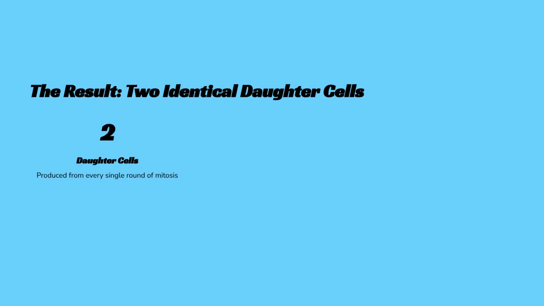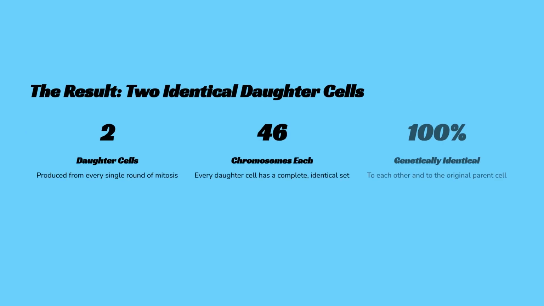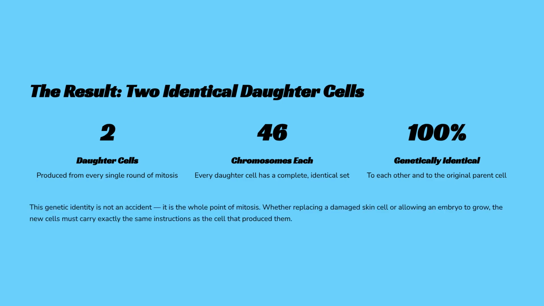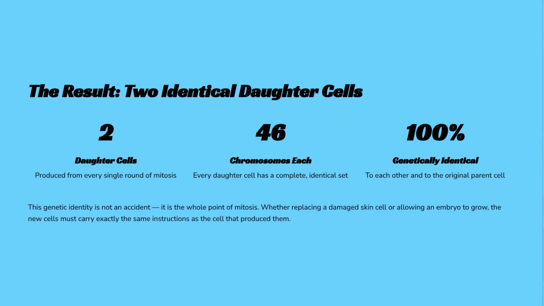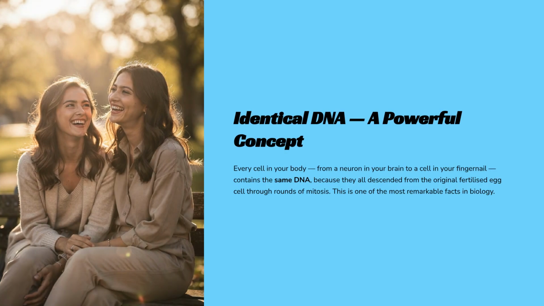Mitosis produces two daughter cells, each with 46 chromosomes, which are 100% genetically identical to the parent cell. This genetic fidelity is crucial for growth and tissue repair. Every cell in your body, from your brain to your fingernails, contains the same DNA. This identical DNA is a powerful concept resulting from continuous, accurate rounds of mitosis from the original fertilized egg cell.